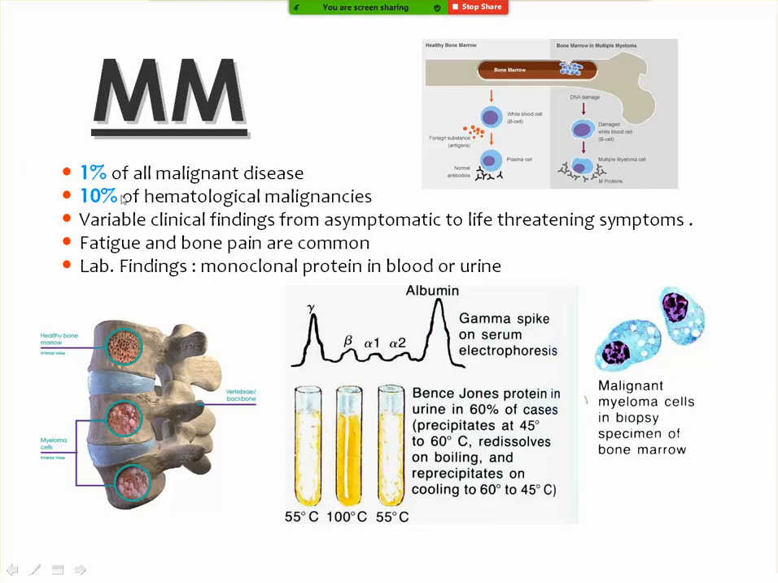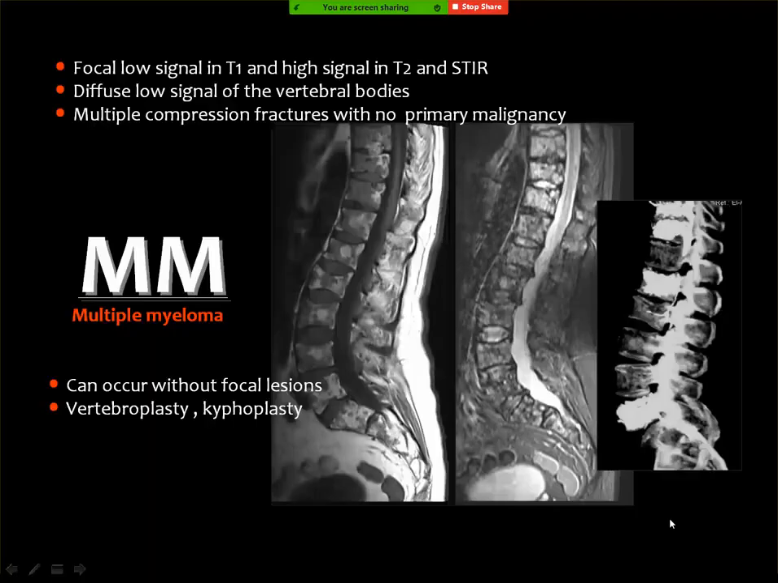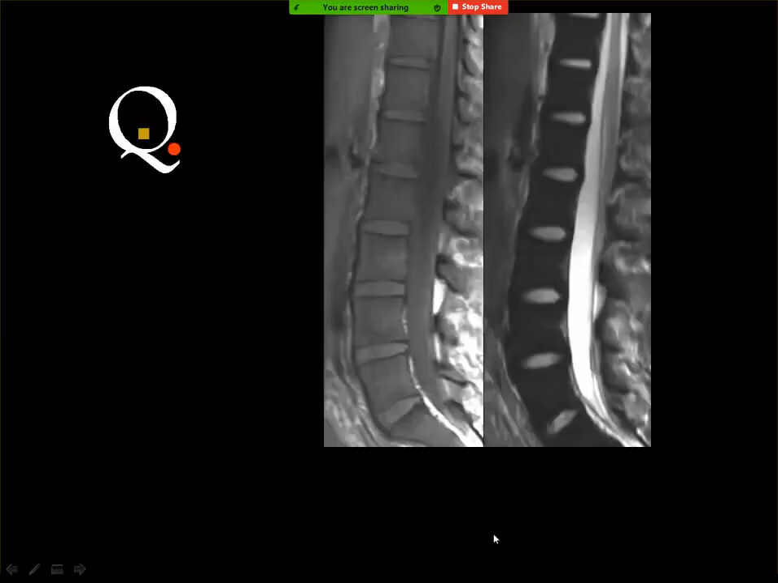And you know that myeloma is the most common primary malignancy of the bone. It represents 1% of all malignant diseases and 10% of hematologic malignancies, and is diagnosed by many laboratory tests. But in MRI, you may get multiple lesions of low signal in the T1 and high signal in the T2, or you may get diffuse bone marrow infiltration.